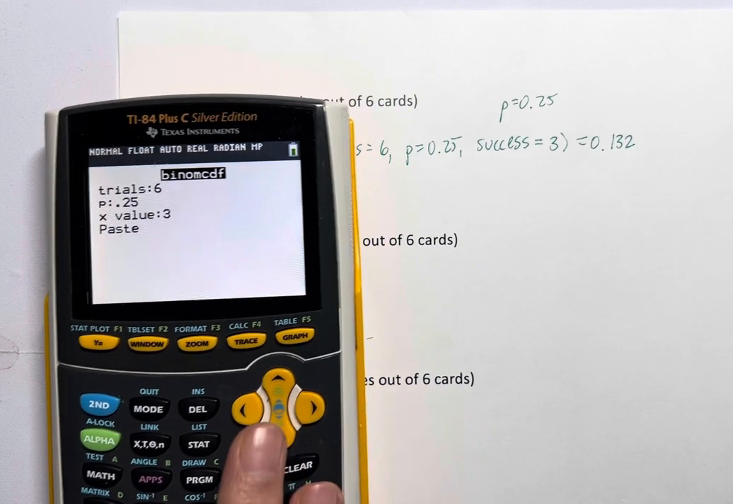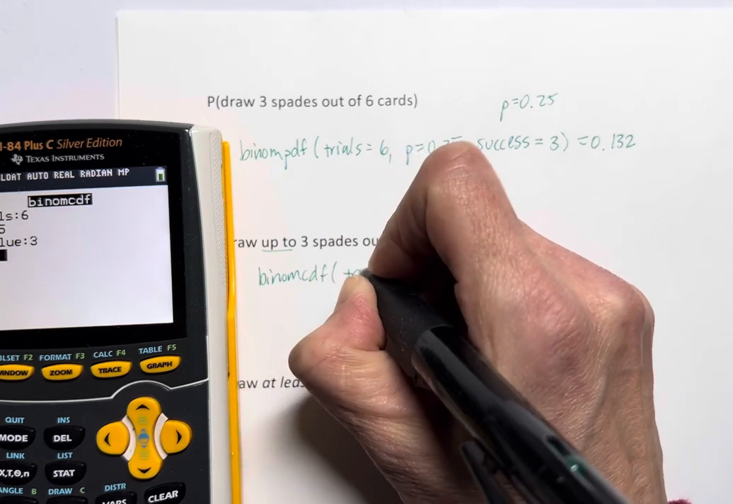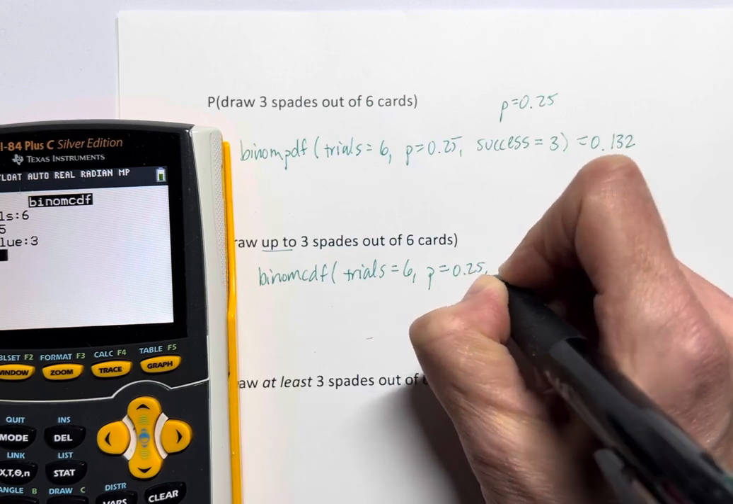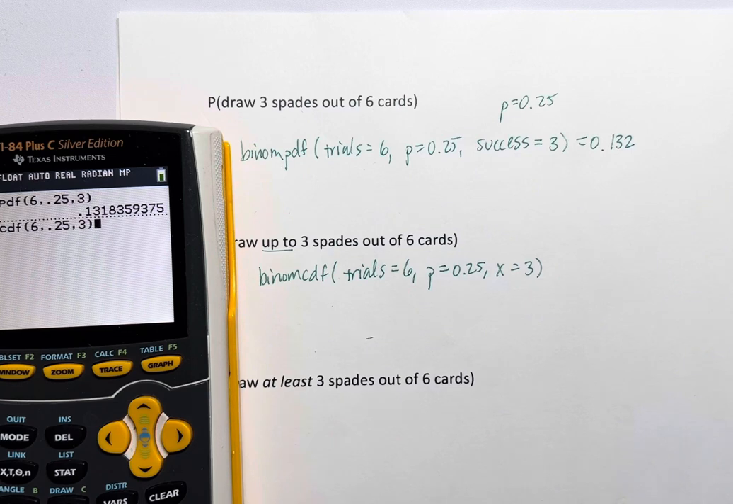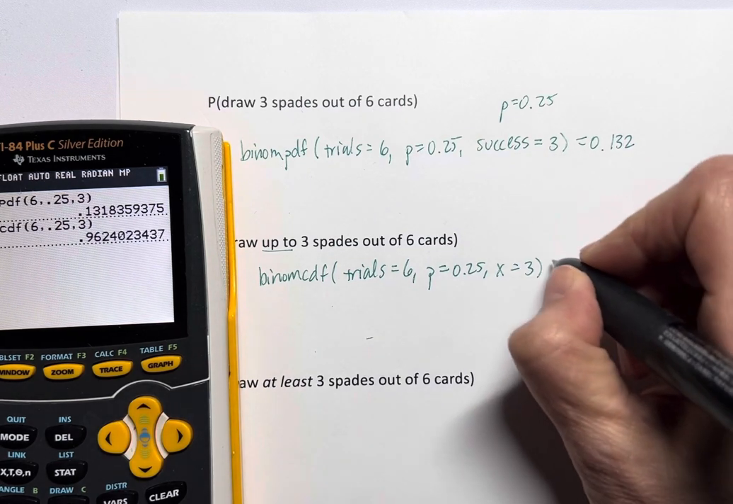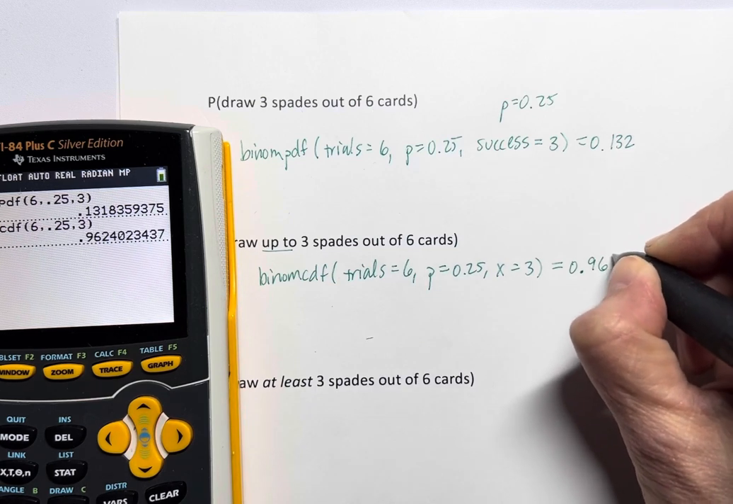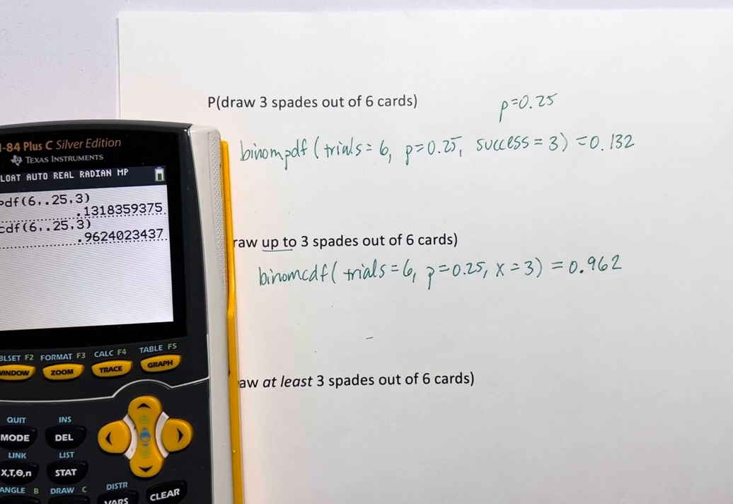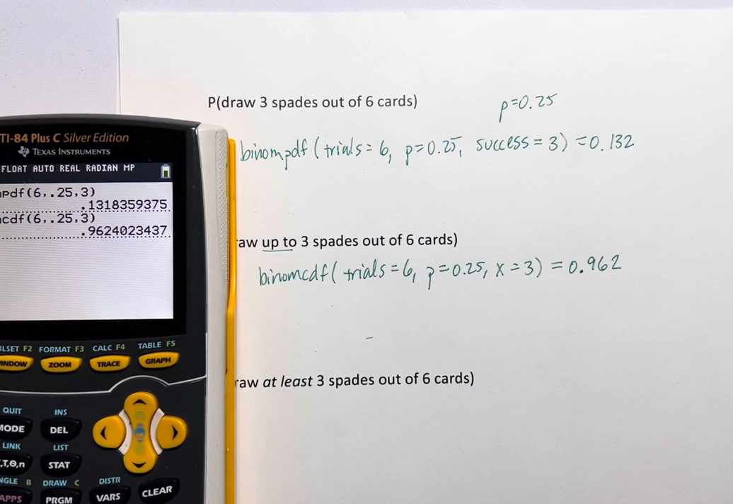Before I hit enter here, I like to write all this down. So binomial CDF, trials 6, probability a quarter, X is 3, and then I'll hit paste and I get 0.96, which to me feels quite reasonable. Probabilities, remember, you can leave them as a decimal or fraction or a percent, however you like it, whatever you want. So there we go.